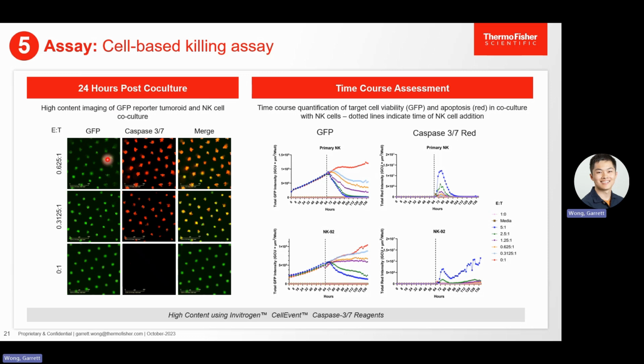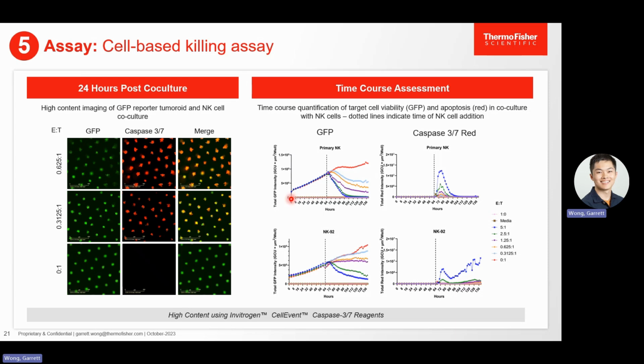And then even looking at the fluorescent images without quantification, you could clearly see that there is a drop in GFP intensity as you increase the effector to target ratio, as well as an increase in the caspase red activity in a dose-dependent manner. And then on the right, this is just a quantification of these time-lapse images that we took.